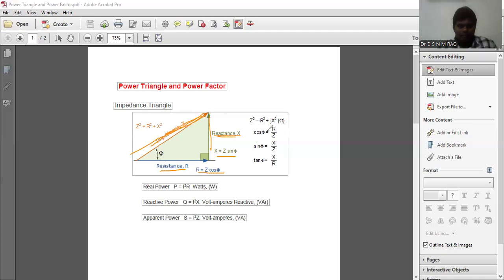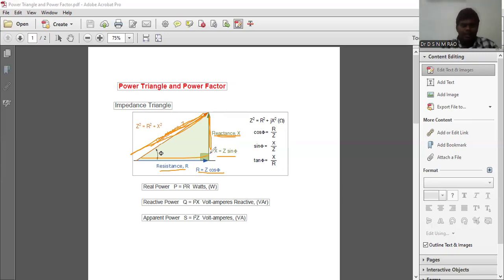From the impedance triangle, the magnitude Z squared, as per the Pythagoras formula, equals hypotenuse squared equals side squared plus side squared. So Z equals square root of R squared plus X squared, and cos phi equals R by Z, R equals Z cos phi, sin phi equals X by Z, X equals Z sin phi, and tan phi equals opposite side by adjacent side, X by R.